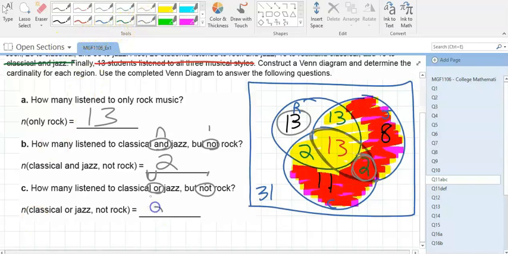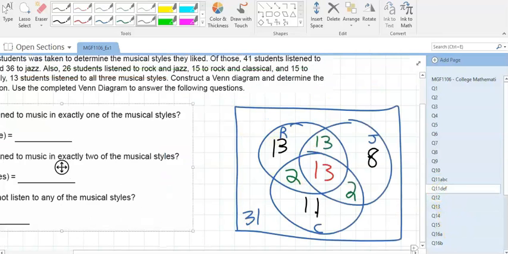21. See how those answers are completely different just by changing one little word from and to an or. Completely different idea. All right, jumping over to number 11. Again, we're using the same Venn diagram, just answering a couple different questions.